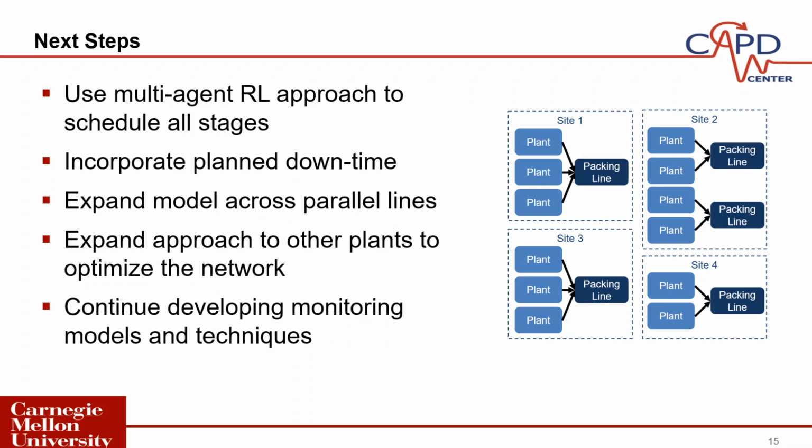So our next steps are to use a multi-agent RL approach to do scheduling for all stages and incorporate other realistic issues such as planned downtime for turnarounds and other things into the system so that it can schedule over those, because currently we have left that out. And then expand the model so that we can optimize a full site and then multiple sites simultaneously to really optimize our network.